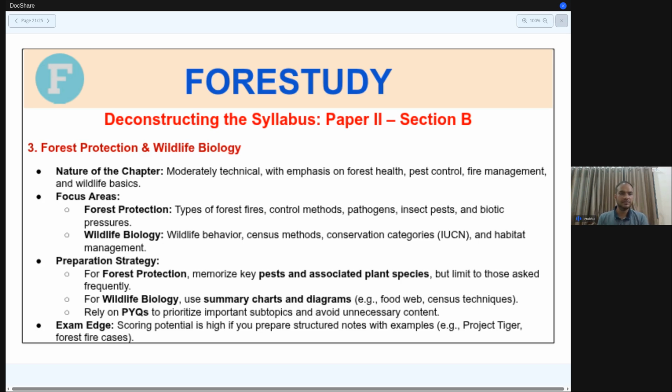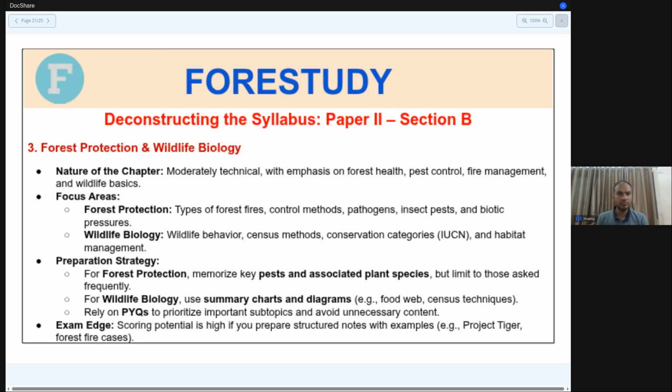The next chapter is forest protection and wildlife biology. Forest protection is a little bit technical, because you have to remember the names of insects, pests, and associated plant species, what types of nursery diseases there are, and what causes them. Some examples can also be quoted from the recent past and earlier times, like the Sal hardwood borer in Madhya Pradesh in the 90s.